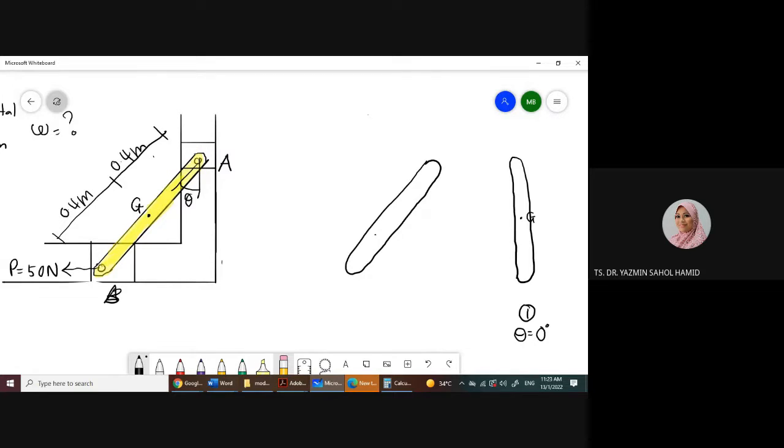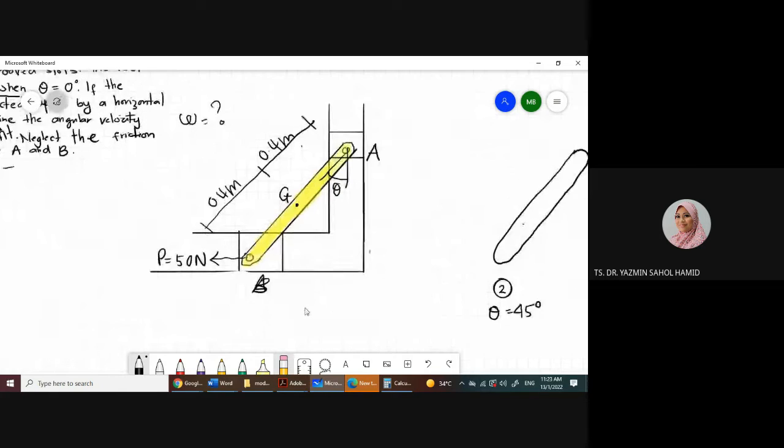Ha. It moves, it becomes like this. Okay. So, when it moves like this, what? This is the second position, at angle theta equals 45 degrees.